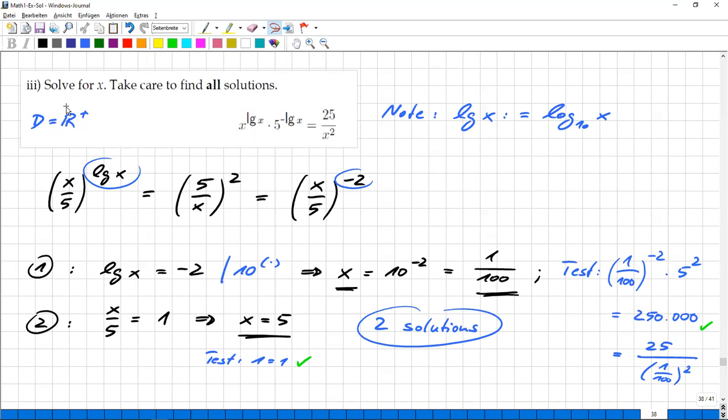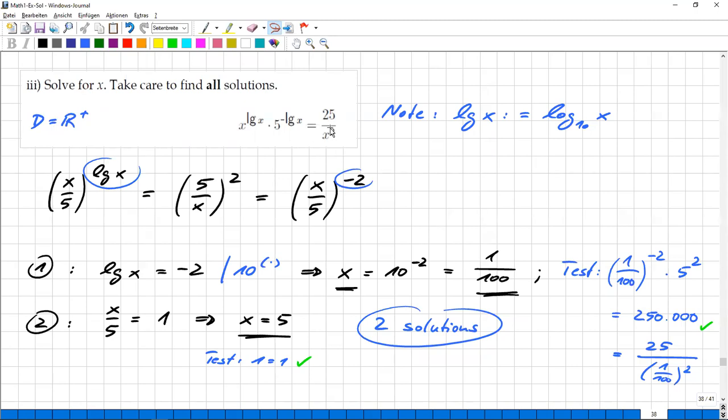Why? Okay, I tell you. I don't allow x to be 0. That's easy because this would be a division by 0. So that's clear. But why must x be positive? Why is it forbidden to be negative for x?